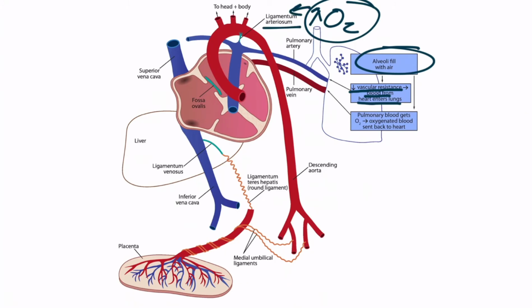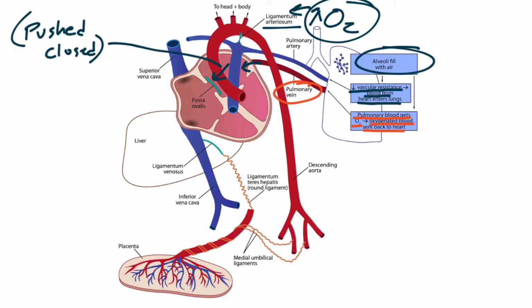Now that blood is traveling through the lungs, pulmonary blood will get exposed to oxygen. This oxygenated blood will then be sent back to the heart, and it does this through the pulmonary vein, and it will then enter the left atrium. And this return of blood will increase the volume and pressure of the left atrium, and this will push the foramen ovale closed. Eventually, this will seal shut, and it will be called the fossa ovalis.